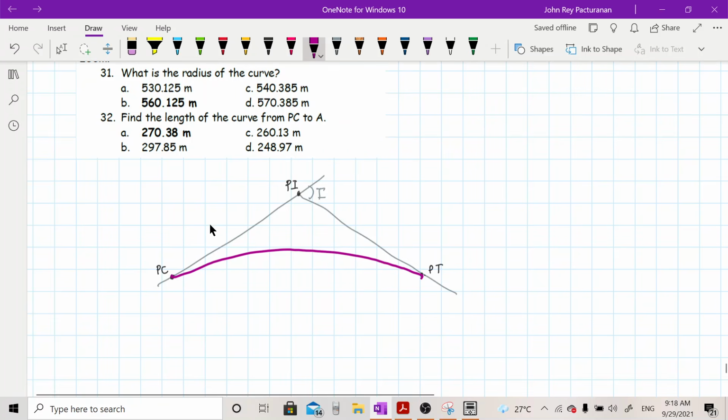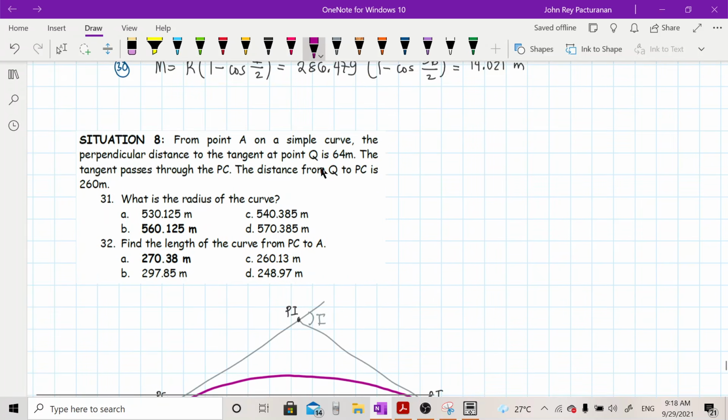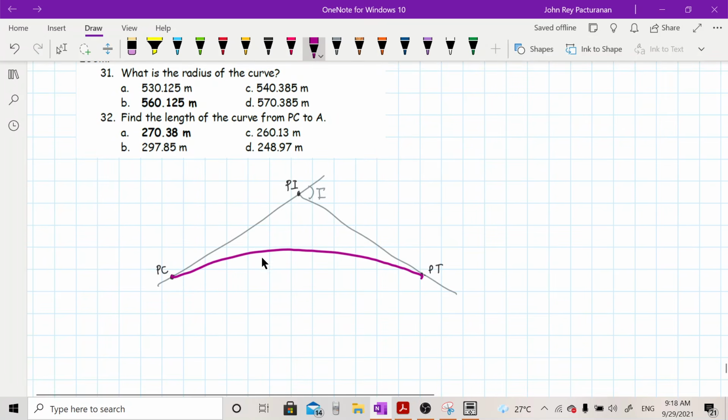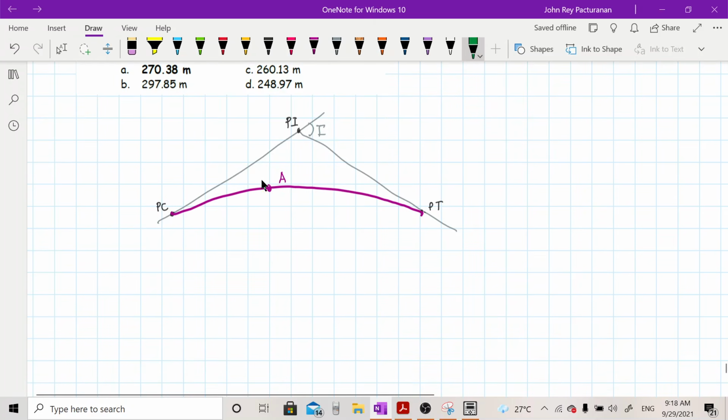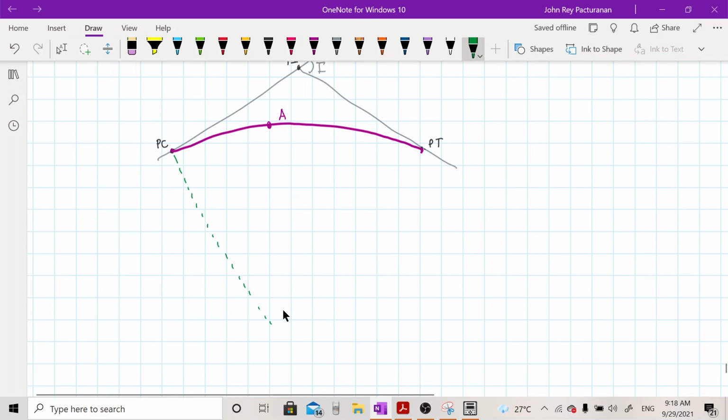Tapos, class, according to the problem, from point A of a simple curve, so say for instance, meron tayong i-consider na point A. Kumpletuhin ko pala itong drawing, kasi syempre, kasama yung radius sa i-consider natin. Okay? Kumpletuhin ko lang. Ayan. So, perpendicular, radius, then ito ay I.